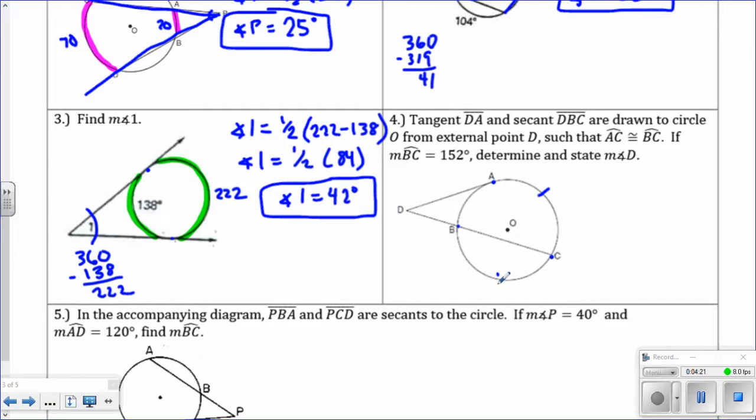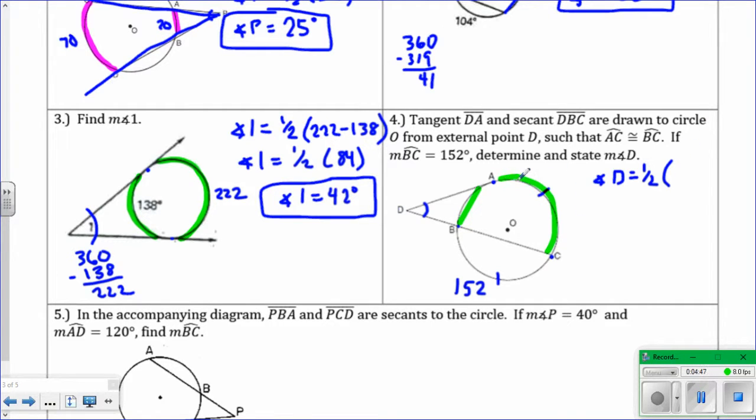arc BC. So I'm just going to label that. If the measure of arc BC, okay, so around here is 152 degrees, so this part on the outside. Determine and state the measure of angle D. Well, again, angle D is an exterior angle. It's half the difference of the intercepted arcs.